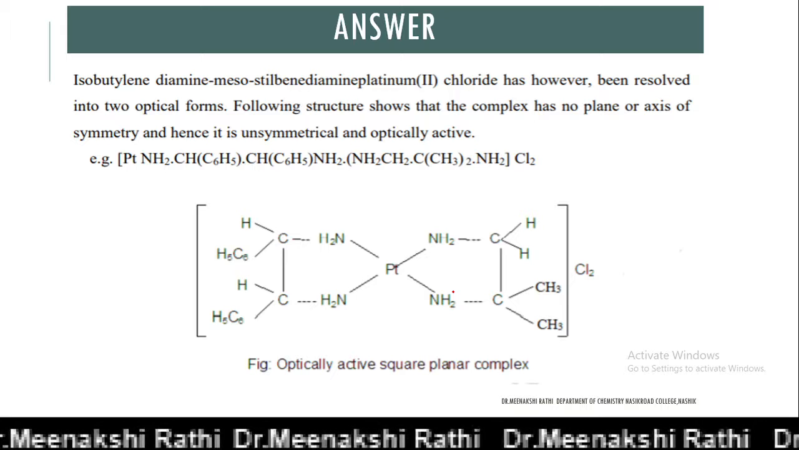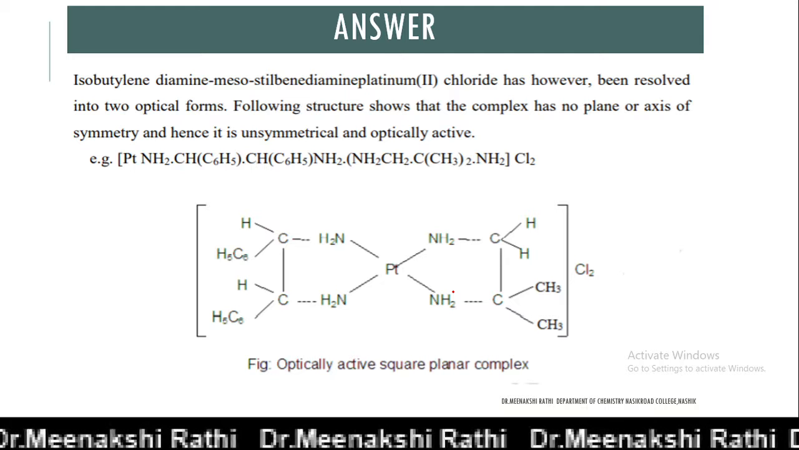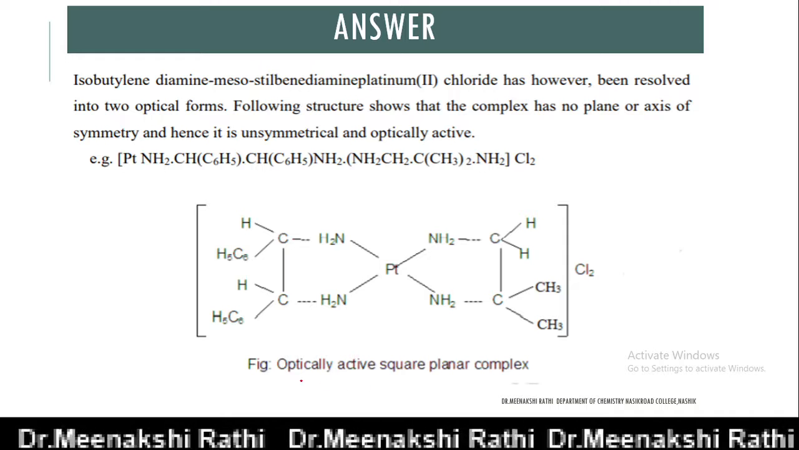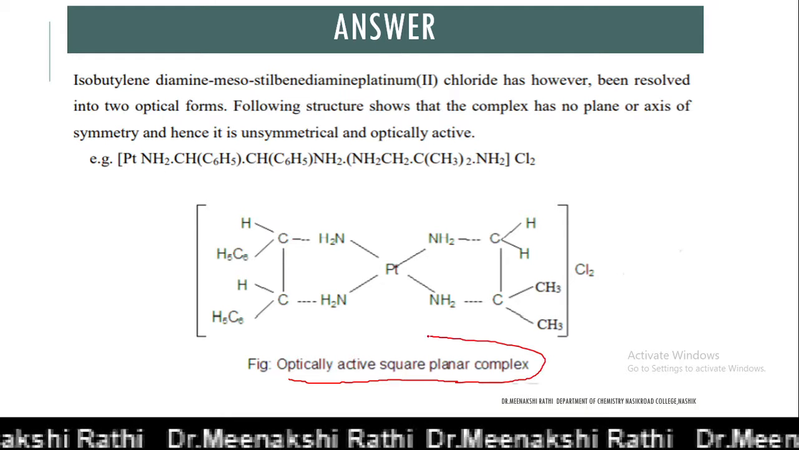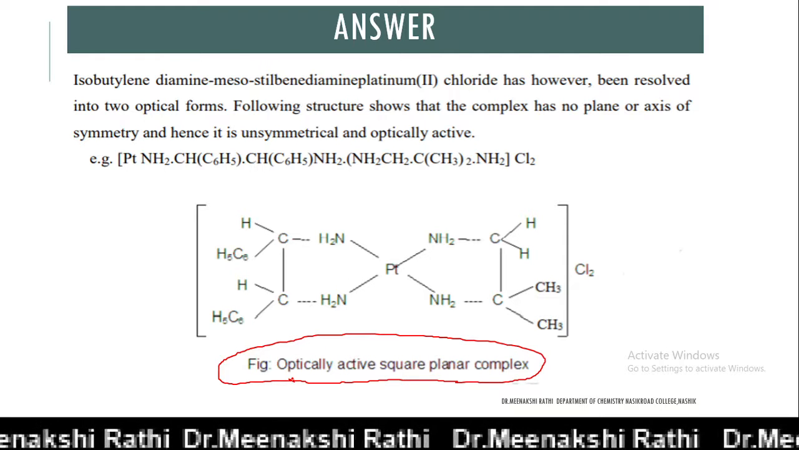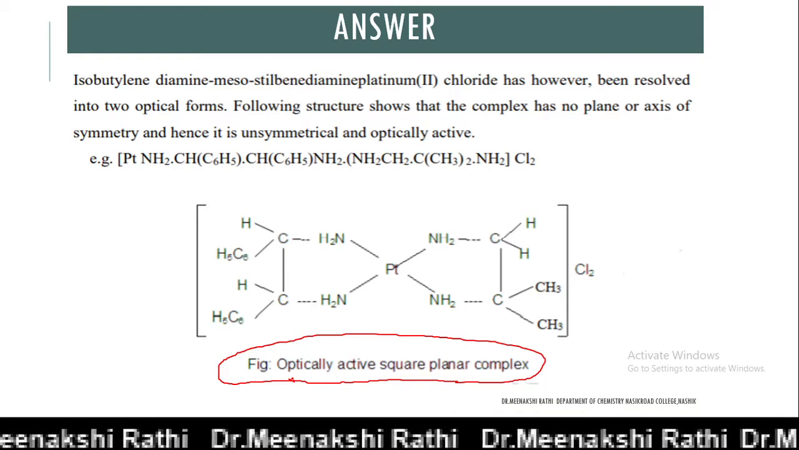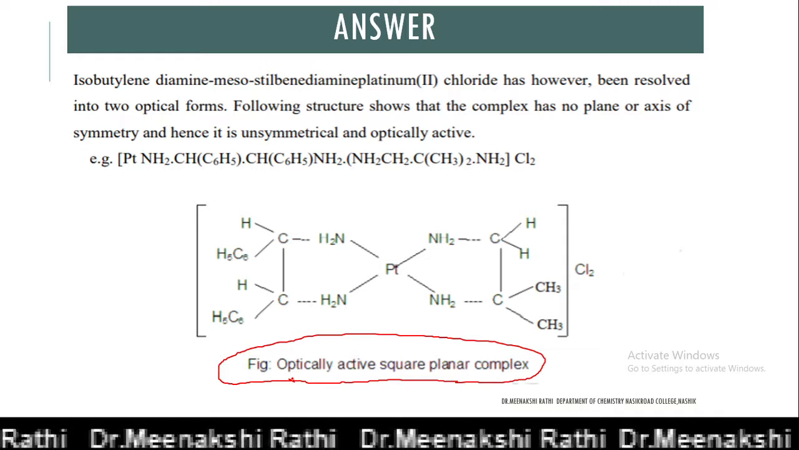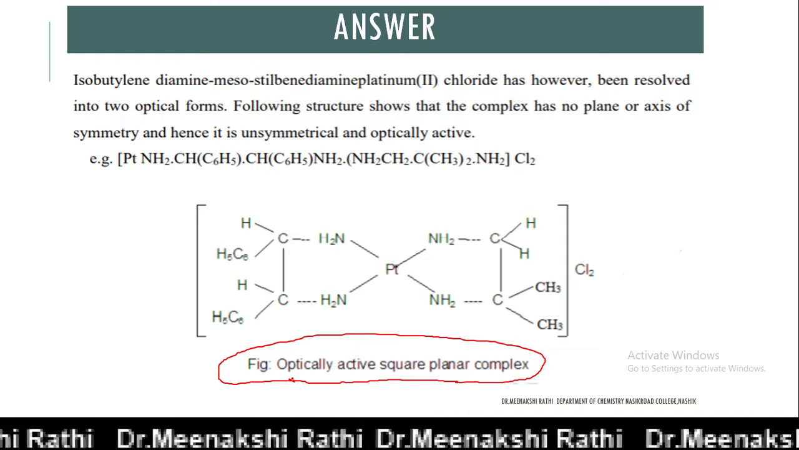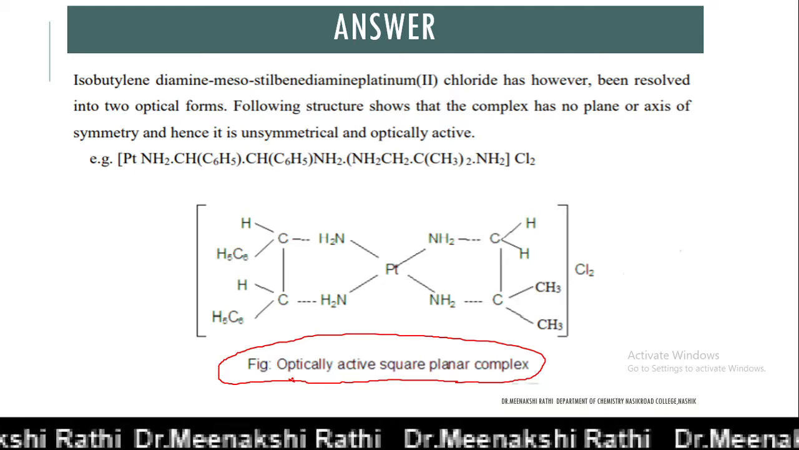Only one complex, that is isobutylenediamine mesostilbenediamine platinum chloride, though it is a square planar complex, here you can see the structure. This is the only square planar complex which is optically active. This structure, if you see, doesn't have a plane or axis of symmetry, and hence it is unsymmetric and optically active. This is the only square planar complex known which is optically active.